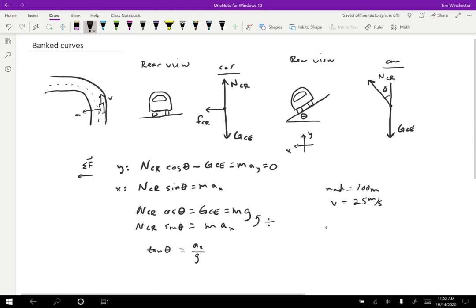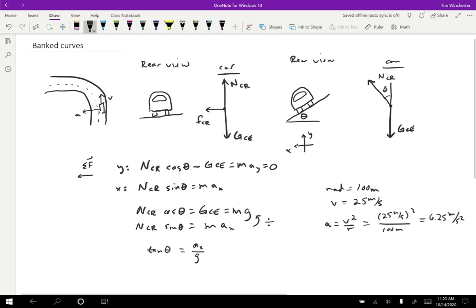Okay, so remember that the acceleration for centripetal motion is v squared over r. This is an equation that keeps coming back. It's a good one to remember. And so that acceleration, if we calculate that, is going to be 25 meters per second, squared, over 100 meters. So 25 squared is 625. So this is going to come out to 6.25 meters per second squared.